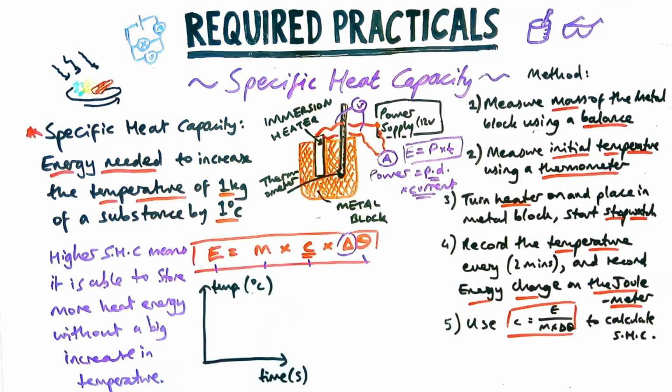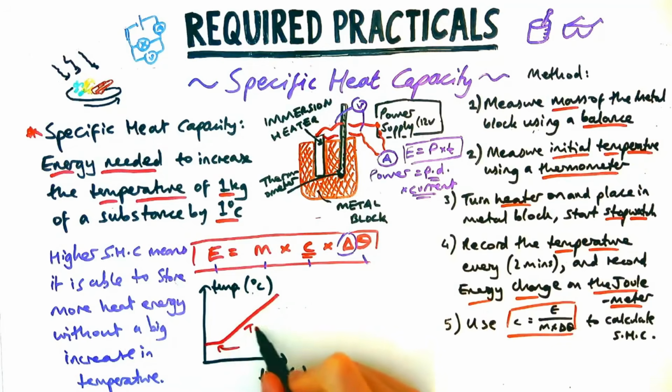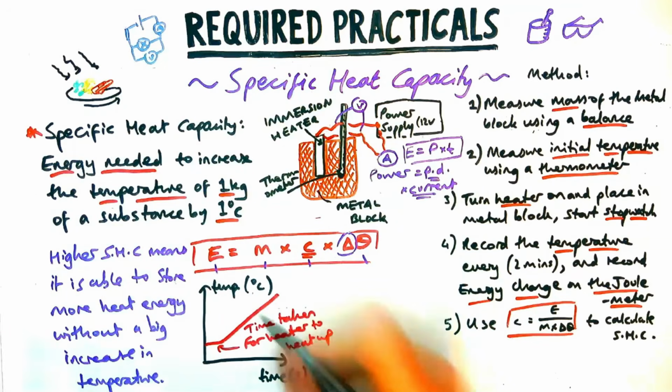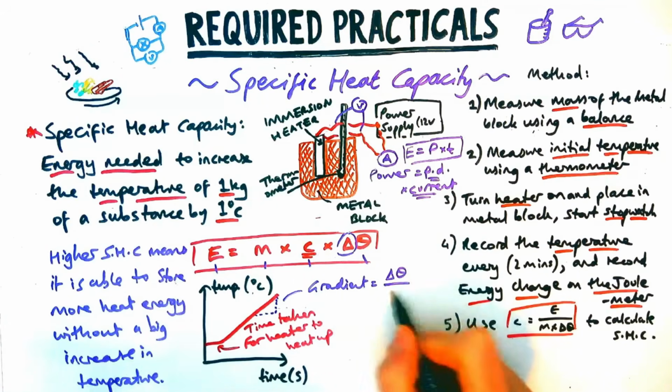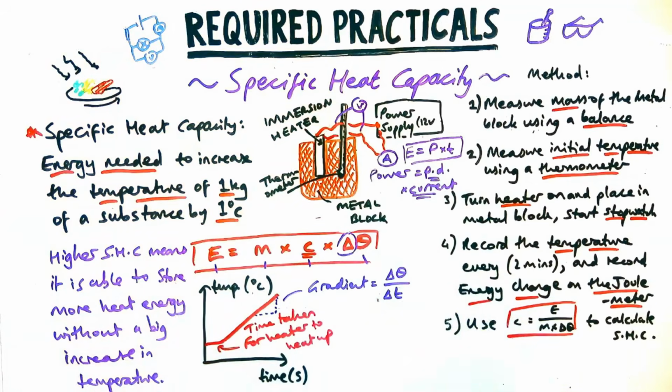So if you measure the temperature over time, you should find a graph that looks a little bit like this. Now, it's not directly proportional, and there will normally be a bit of a horizontal section. The reason for that is because there's time taken for the heater to heat up, basically. The heater will be cold initially until you plug it in, so it will take some time for the heater to heat up. The gradient of the straight part of the line is equal to the change in temperature divided by the change in time.